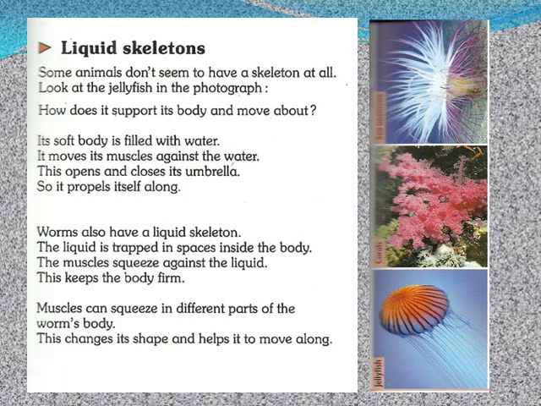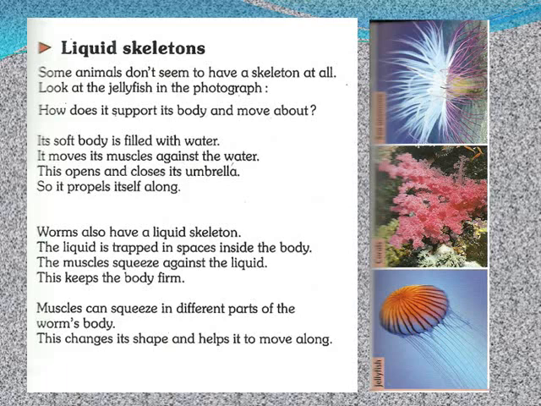Now let's go to worms. Worms also have a liquid skeleton. The liquid is trapped in spaces inside the body. The muscles squeeze against the liquid. This keeps the body firm. Muscles can squeeze in different parts of the worm's body. This changes its shape and helps it to move along. This is the mechanism by which worms move without having any skeleton.